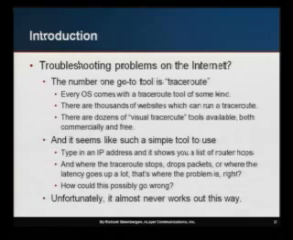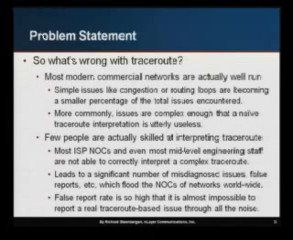And it seems like such a simple tool to use. I mean, you type in an IP address, you hit enter, you get a list of router hops, and the naive approach is wherever you see the latency go up, or you see a dropped packet, or something like that, you go, oh, that's the problem, and then you call that provider and you say, fix your network. And the reality is it almost never happens that way. So, why doesn't it happen that way?